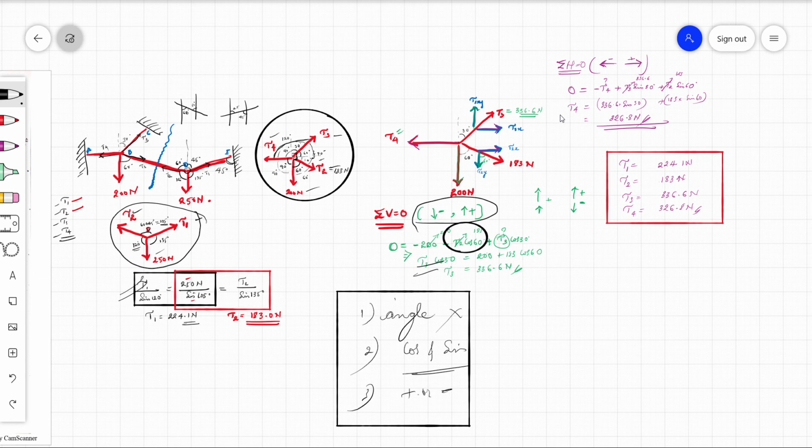Okay. So this is all about the Lami's theorem. In the Lami's theorem, finally we have done one numerical only on the Lami's, and we have done one numerical on equilibrium of connected bodies. So this is an equilibrium of connected bodies numerical.